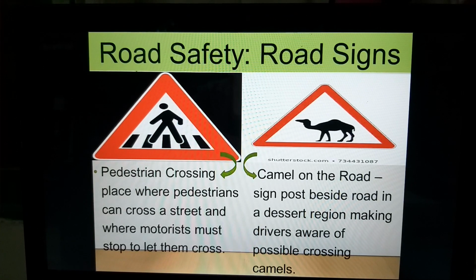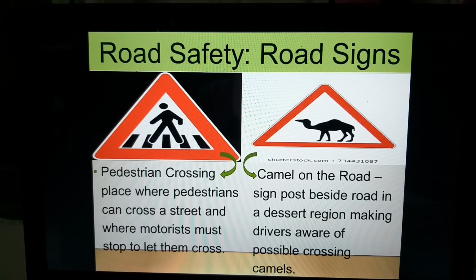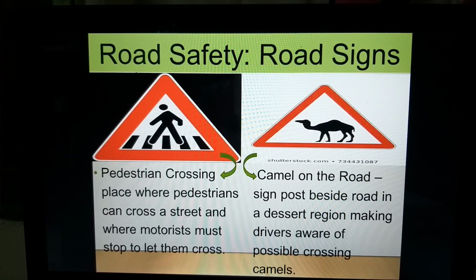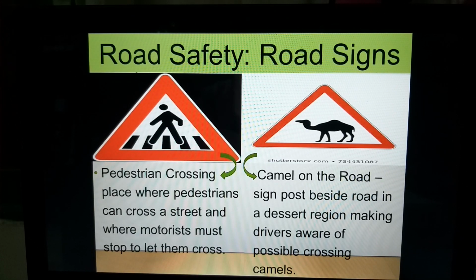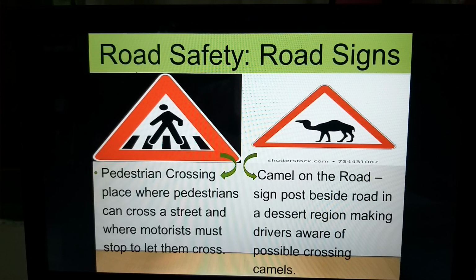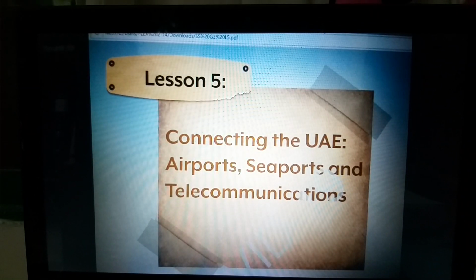What are the two road signs that we tackled? Okay, we have the pedestrian crossing, which is a place where pedestrians can cross a street and where motorists must stop to let them cross. And camel on the road, which is a signpost beside the road in a desert region, making drivers aware of possible crossing camels.